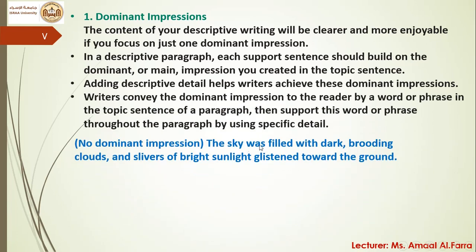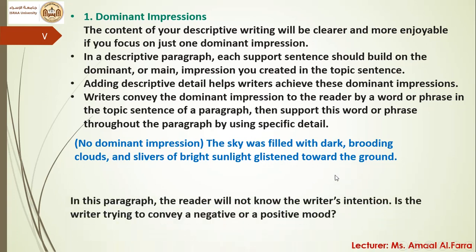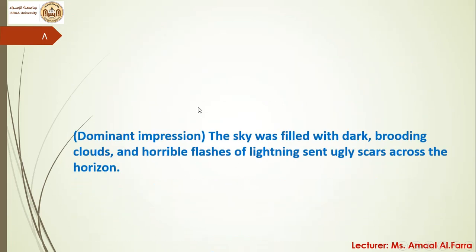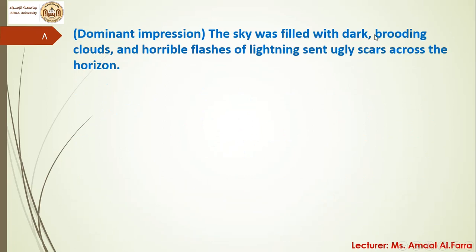Look here at this sentence. The sky was filled with dark brooding clouds and slivers of bright sunlight glistened toward the ground. As you see here in this sentence, does it have a positive mood or a negative mood of the writer? We don't know. If it has a positive or negative mood, it is not clear. So here the dominant impression is not clear. There is no dominant impression. How to add dominant impression? Let's see now the difference between them. When I say the sky was filled with dark brooding clouds and horrible flashes of lightning sent ugly scars across the horizon.